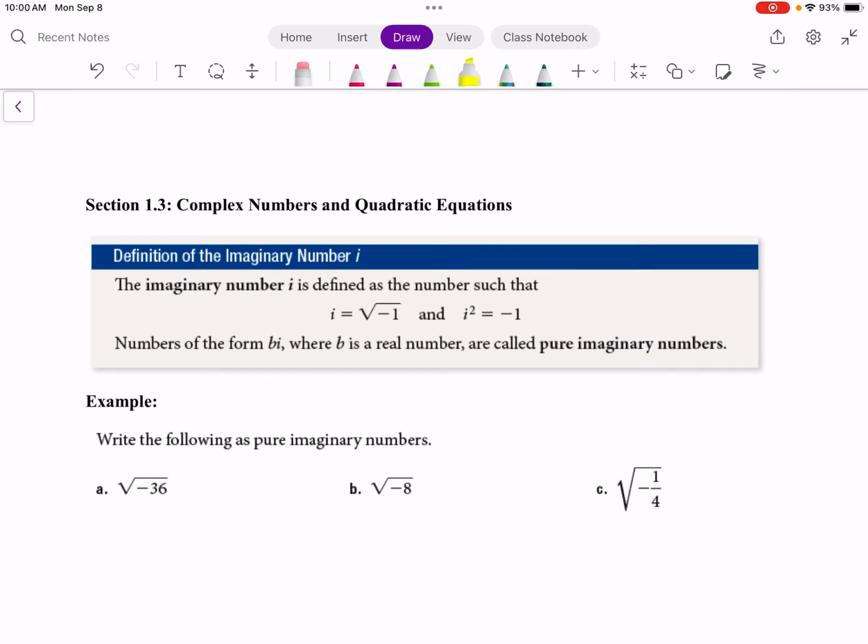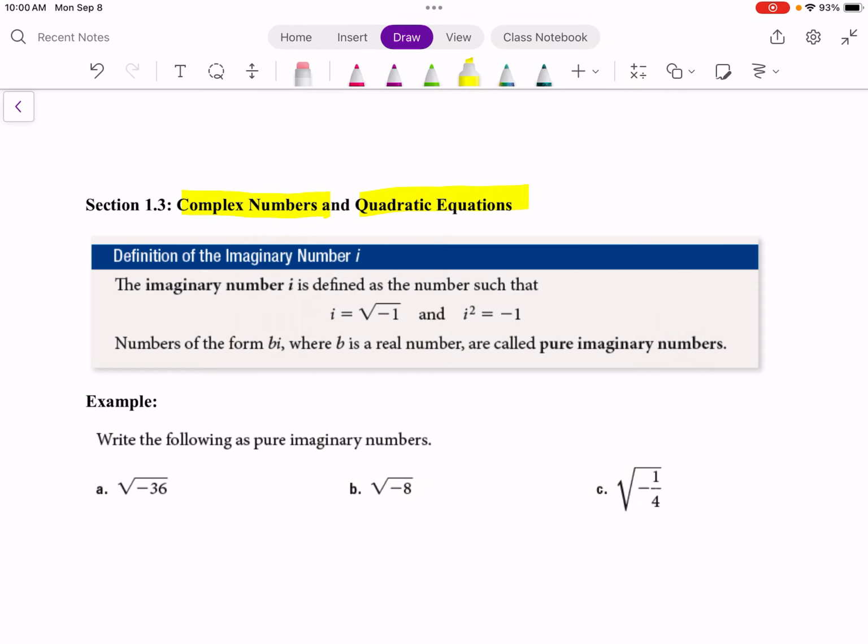In this section, we will talk about complex numbers and try to solve quadratic equations. So we all know the real numbers, right? So we have rational real numbers, irrational real numbers. Now in this section, we will introduce a new number, which is an imaginary number.